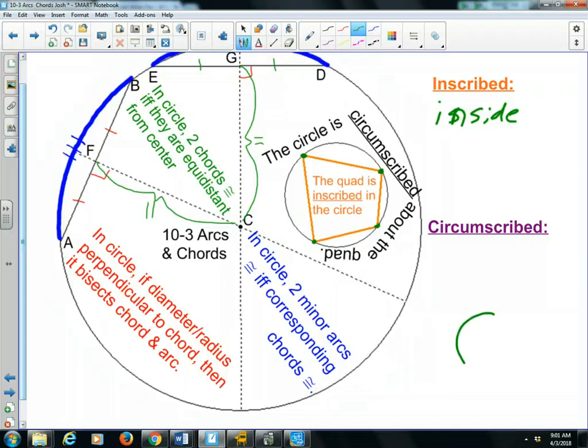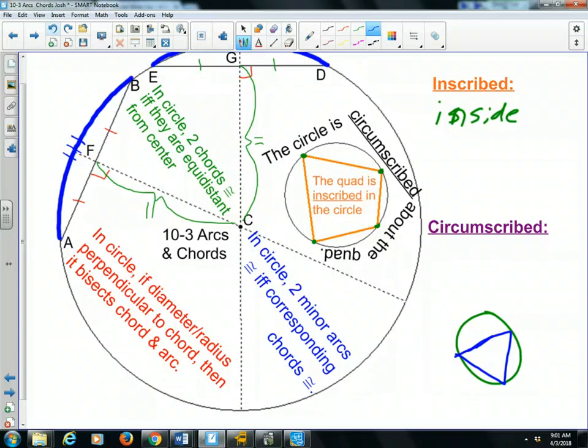So I could have a circle, and then I could have a triangle. We would say that this triangle is not inscribed. Even though it's inside, we wouldn't say it's inscribed. If I did this, now the triangle is inscribed. Okay? All of the vertices lie on the circle.